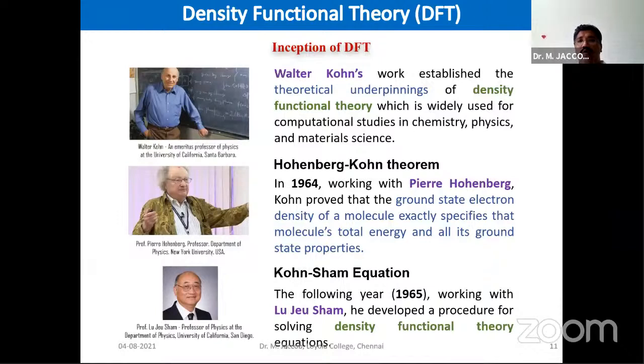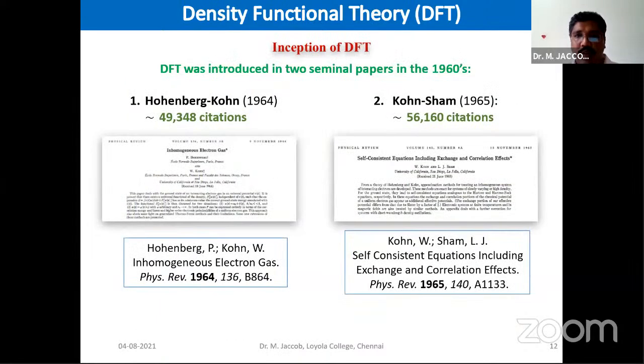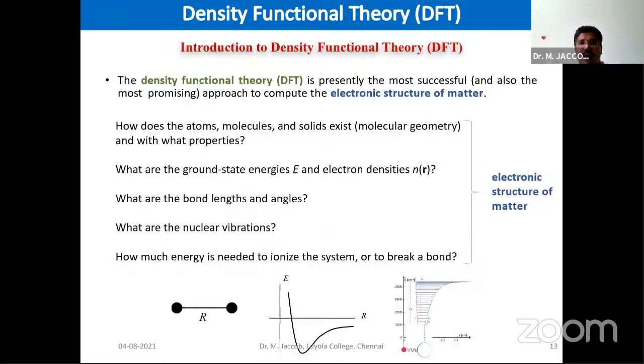These are the people who gave the software form of the DFT functional in Gaussian or anywhere. Walter Kohn, the emeritus professor of physics, and then Sham, he is also from the USA. These are the pioneers of DFT development. DFT became popular by citing the papers of these two people, published in Physical Review in 1964 and 65.